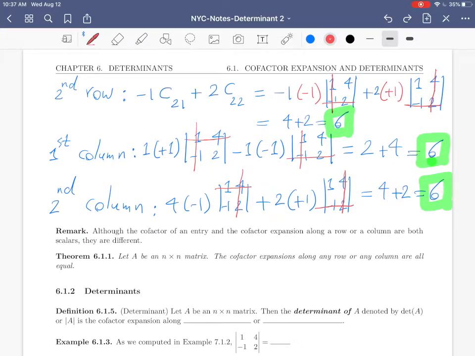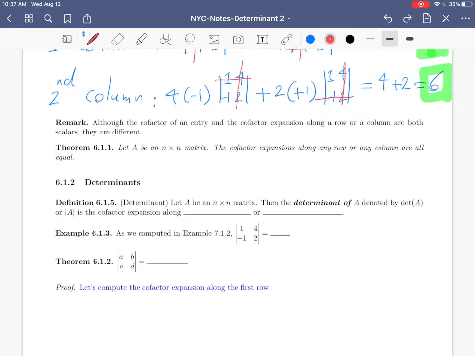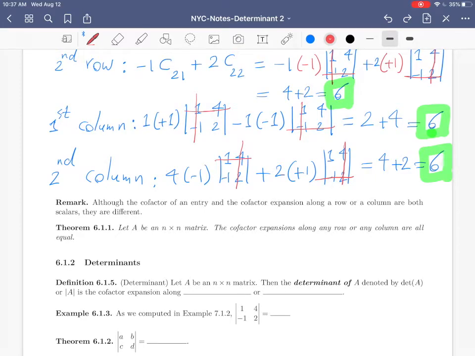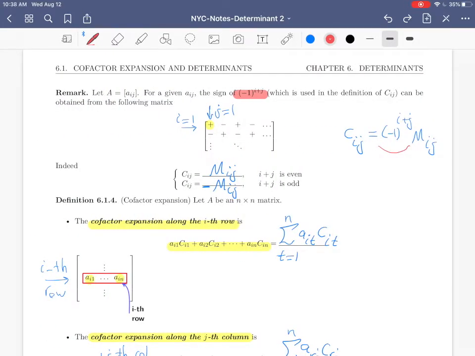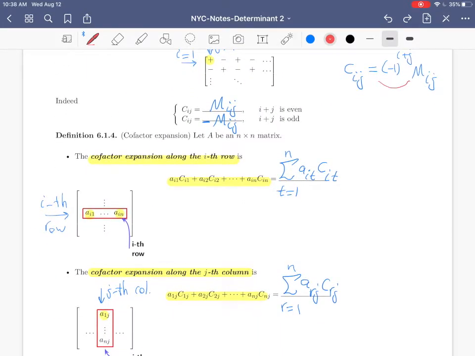Hello everyone, welcome back to this course. If you remember, we were talking about determinants in this chapter, which is chapter 6. I would like to quickly remind you what we talked about last time.